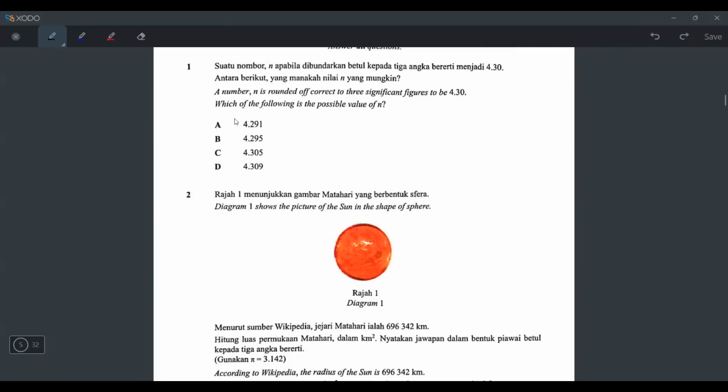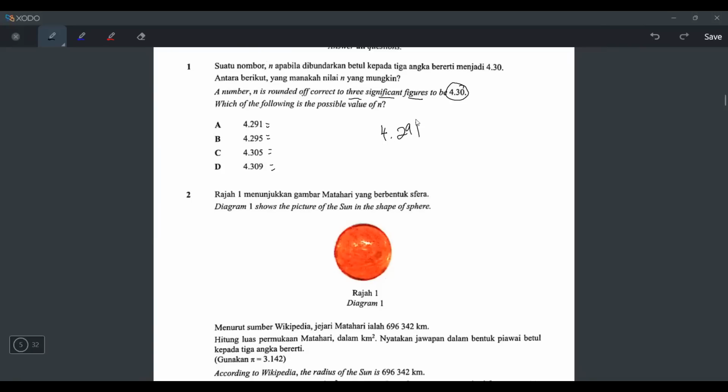Number 1, a number n is rounded off correct to 3 significant figures to be 4.30. Which of the following is the possible value of n? So we will try to round off each option into 3 significant figures and see which one is 4.30.